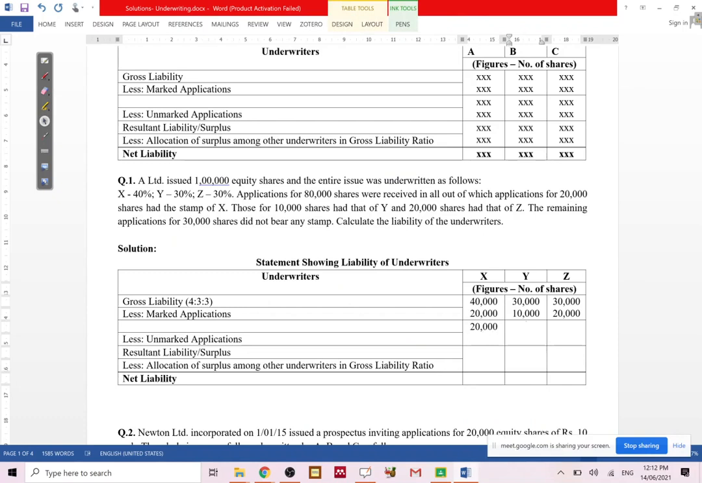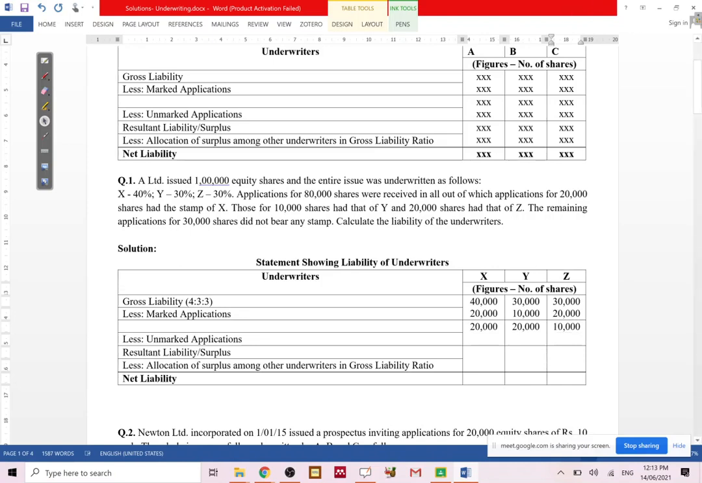Remember, gross liability is what they agree. And then you keep on reducing that liability and you see how much the company has already sold to the public. Only what is unsold will be taken by the underwriters, right? So once again, 30 minus 10, 20,000 and 30 minus 20, 10,000.